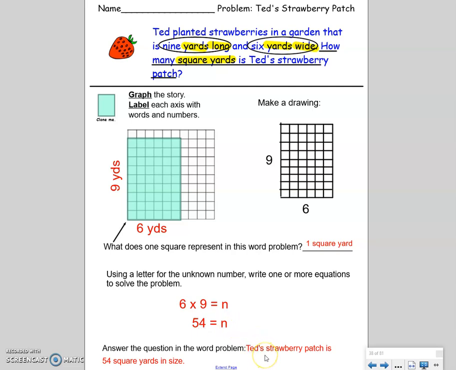Finally, I'm going to look at the answer I wrote in words. Does the answer I wrote in words match the story problem? How many square yards is Ted's strawberry patch? Ted's strawberry patch is 54 square yards in size. Yes, our answer is correct and reasonable. It's a great third grade answer to this story problem.